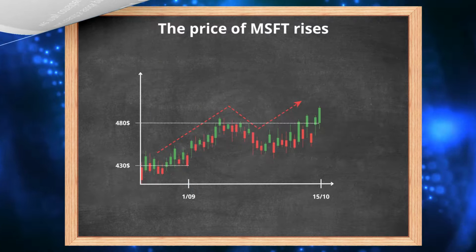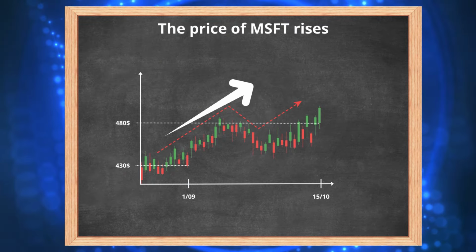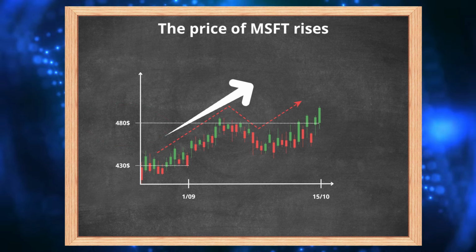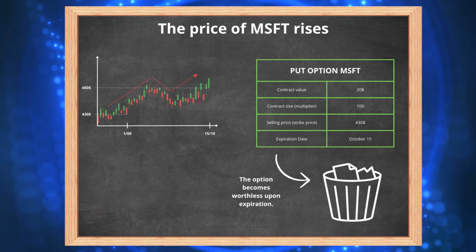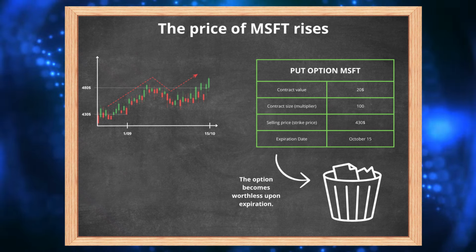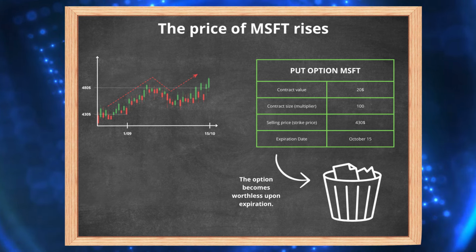If Microsoft stock price rises over the next few days and closes at, let's say, $480 on the expiration date, the option buyer will not exercise the option, as I explained in the put option video. In that case, the option expires worthless, and we keep the full $2,000 premium as a profit.